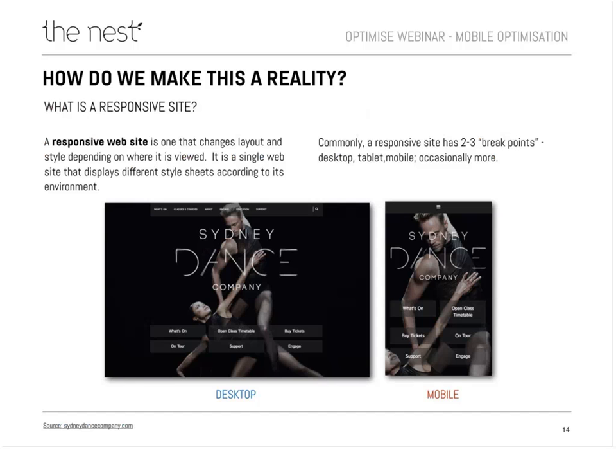The next question then is how we make this a reality. Now, the two things that I'm going to talk about here are a responsive website and a mobile site. Don't get confused about the fact that this word responsive doesn't have the word mobile in it, because effectively a responsive website is one that will change its layout depending on where it's viewed. So it's one website that has what's called style sheets, different style sheets, that will be displayed according to its environment.